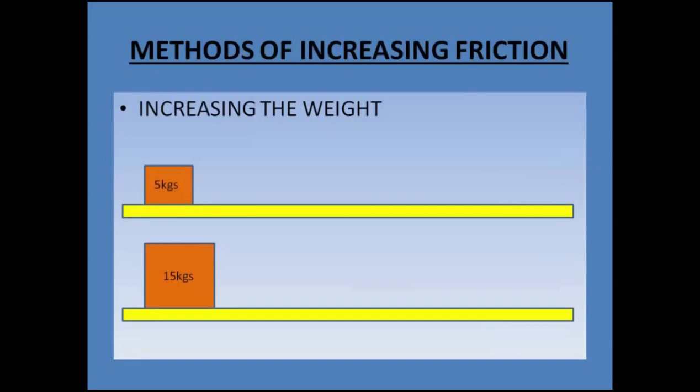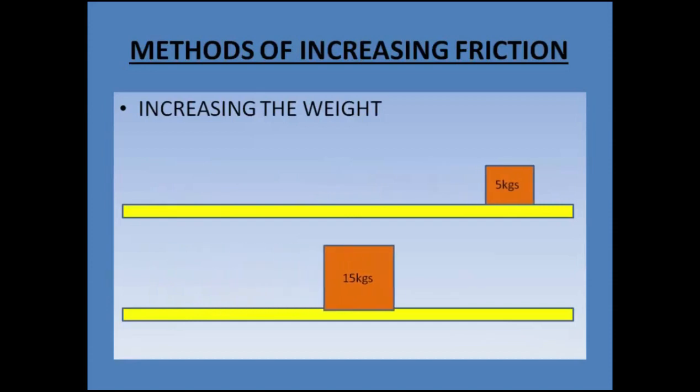Again, by increasing the weight also, we can increase the friction. Let's see what happens here. Take a look. The 5 kg weight, which is lesser, moves faster and moves very easily over a surface as compared to a 15 kg weight. That is because if the weight is more, then it is difficult to move this object over any surface. That is exactly because, again, the force of friction for a heavy weight over a surface will be more as compared to the force of friction in the case of a lighter object.